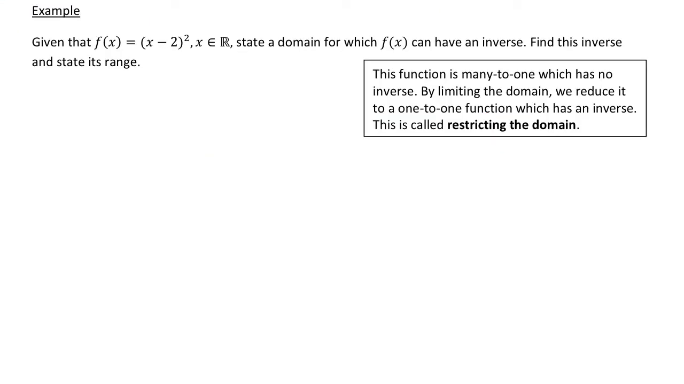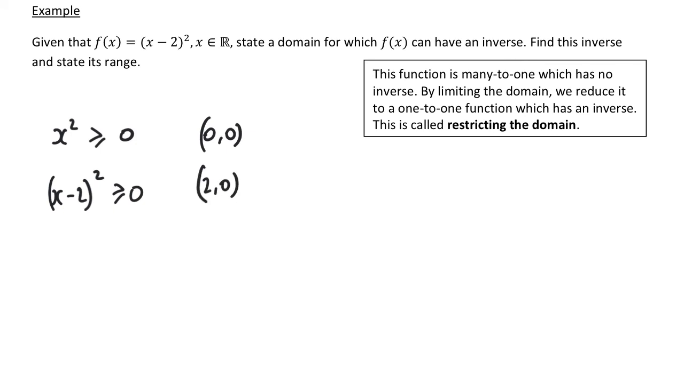Example, given that f of x equals x minus 2 squared and x belongs to the real numbers, state a domain for which f of x can have an inverse. Find this inverse and state its range. Now what we have is that f of x is a quadratic, and what we know is that x squared is always bigger than or equal to 0, and the minimum point occurs at 0, 0. If we have x minus 2 all squared, again it is going to be bigger than or equal to 0, but the 0 value occurs when x equals 2. So the minimum value is 2, 0.